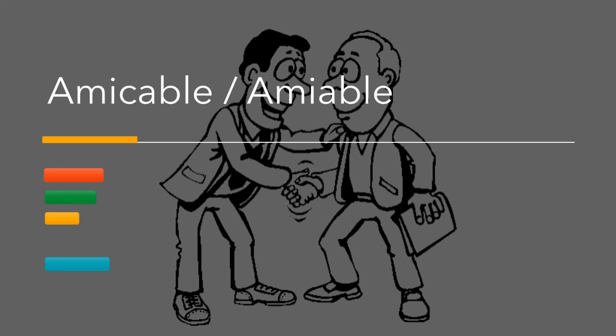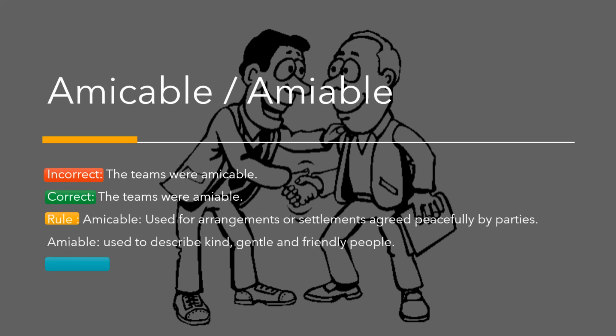Amicable, amiable. The teams were amicable. Instead, the team was amiable. Amicable is used for arrangements or settlements agreed peacefully by parties, whereas amiable is used to describe kind, gentle, and friendly people. An amiable young man greeted me. The meeting was amicable.